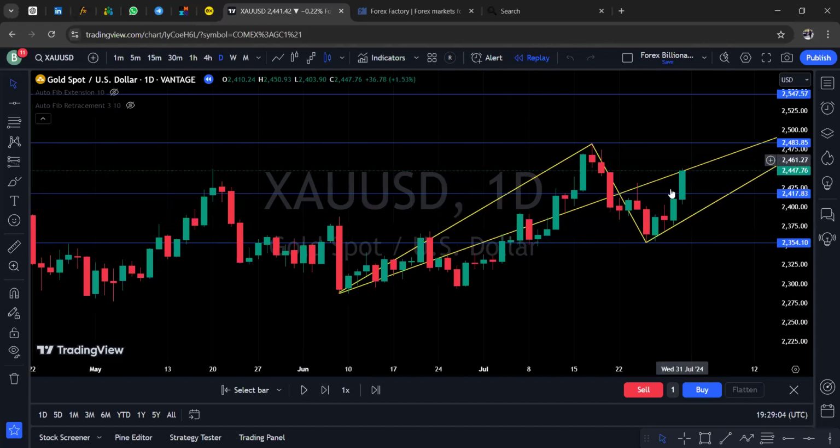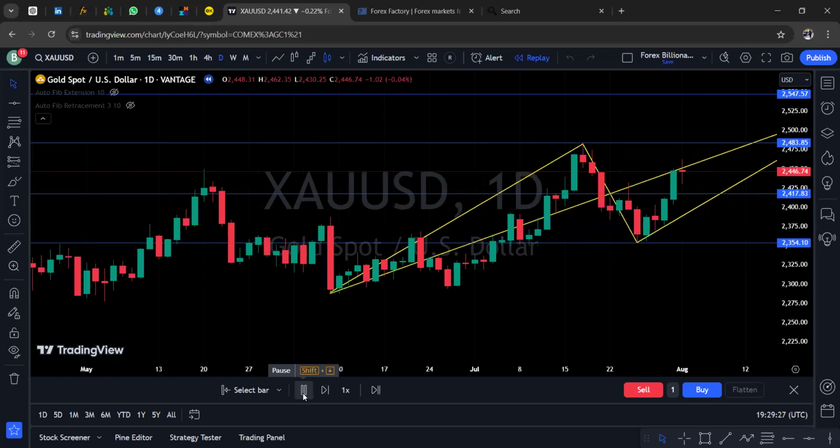Like for me, I bought from here. As soon as this closed above, I took a buy from here. My TP was at 2417, my first TP, and it got there. That trade closed. I waited for another entry. And when this broke, I was like, okay, price is going to do what? Continue going up. So this happened and we waited for a retest.